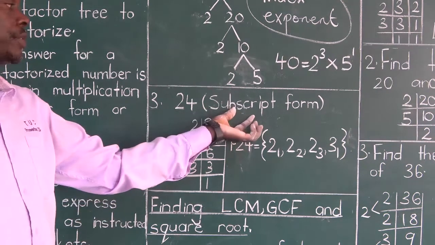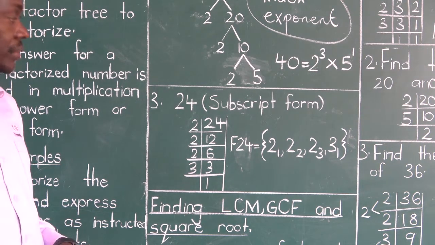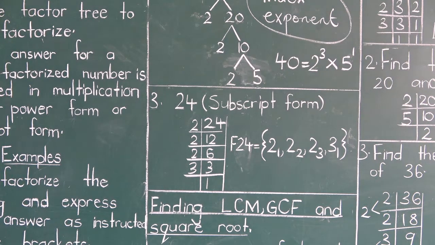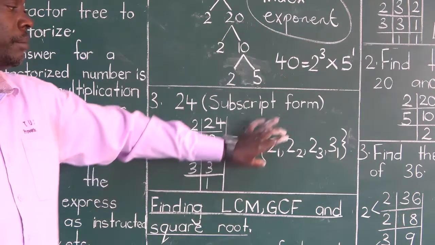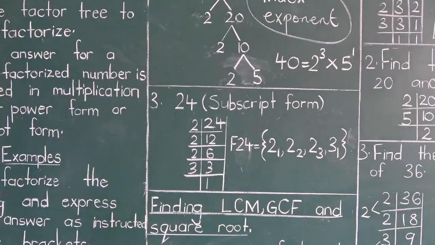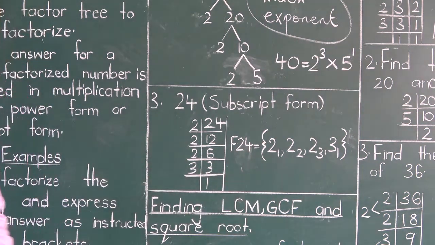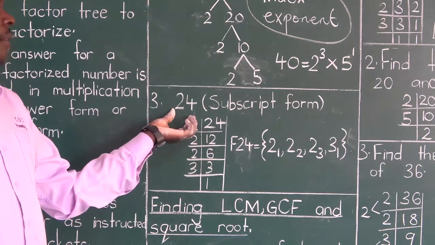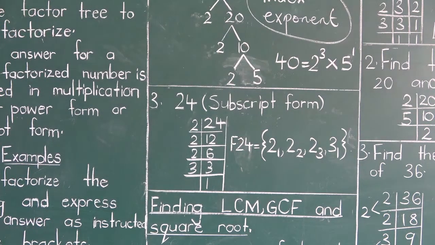Remember, subscript form is the same as set notation form. So the idea of sets is coming out. That's why in your booklets you find that many of these are put into the Venn diagram. So you'll be able to answer why this is the only one that is a set. It's a set that enters the Venn diagram. So we go. Prime factorize 24 and give your answer in subscript form.